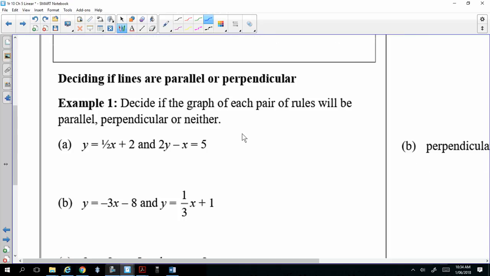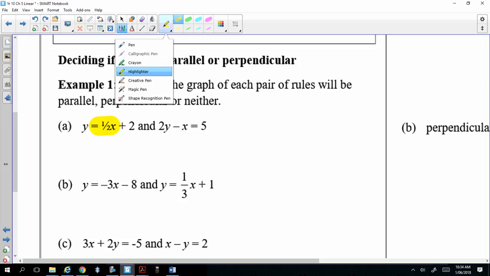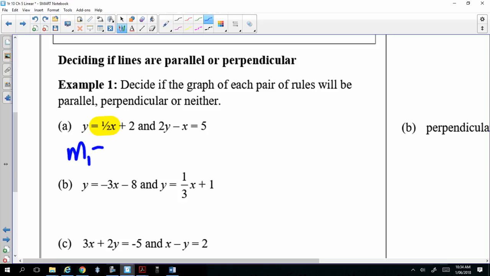So what you do is you look at the first question, you find the gradient. Now how do we get the gradient? It's the number in front of x when y is the subject. So this is half, which I will highlight. But you don't take the x with you, just the half. So m1 is equal to half.